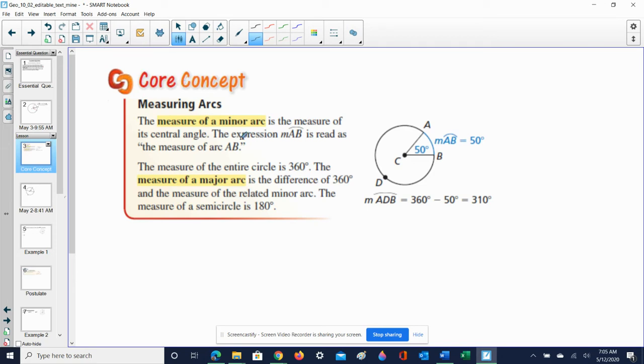So what if I wanted this bigger arc over here? If I'm talking about arc AB, that's a minor arc. AB is 50 because angle ACB is 50. But what about arc ADB, going in the other direction? Three letters, it's a major arc. Well, a whole circle is 360 minus the 50 we know. So this arc you would find by subtracting from 360, which is 310 degrees.